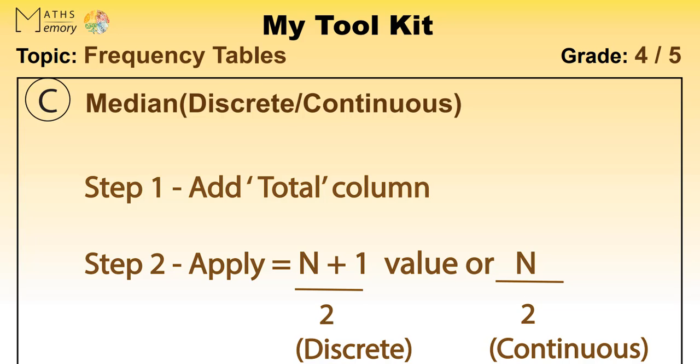So when you have a frequency table, add a third column, call it total column, or you call it CF sometimes, standing for cumulative frequency, but we haven't done that topic yet, that's why I haven't called it CF, but call it total if you need to. Step 2, you apply n plus 1 over 2 or n over 2, depending if it's discrete or continuous respectively. Press pause to make sure you've got these 2 parts down for the median.